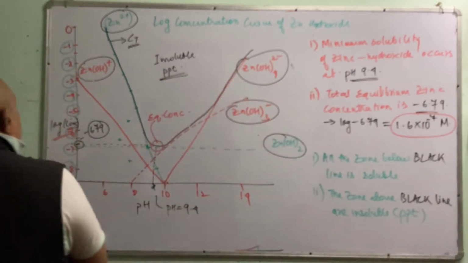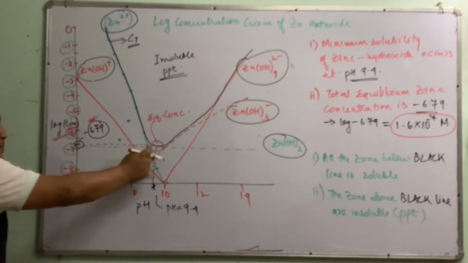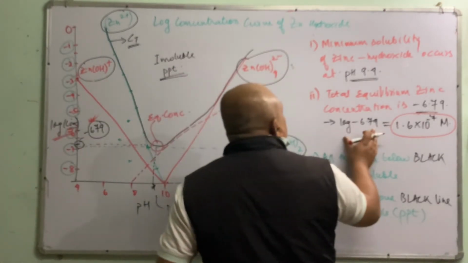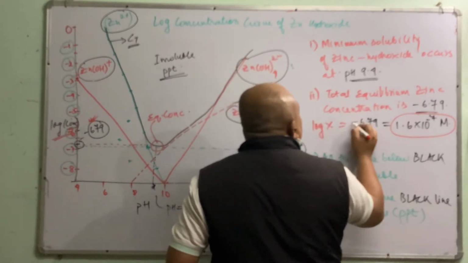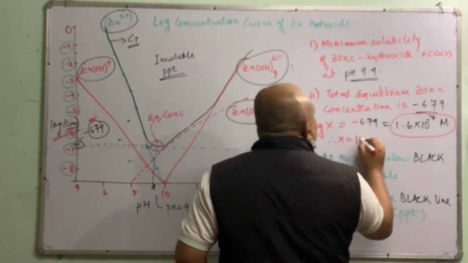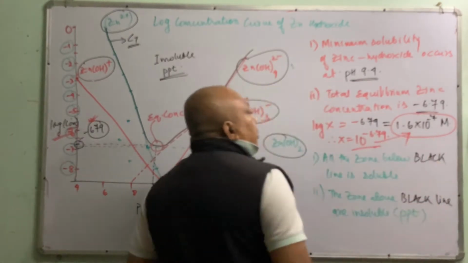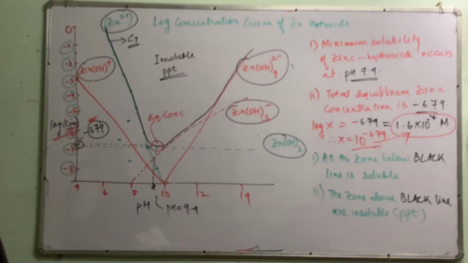From the graph, we obtain that the value is minus 6.79, correct? The minimum solubility at pH 9.4. And if the log of x is equal to minus 6.79, therefore x is how much? Therefore x is equal to 10 to the power minus 6.79, correct? This is equal to 1.6 into 10 to the power minus 7 moles. So the concentration of the zinc for the minimum solubility is 1.6 into 10 to the power minus 7 moles as per this graph. Is it okay?